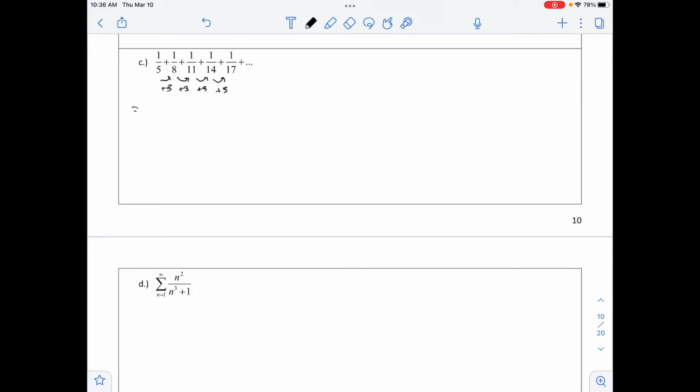And so to write this as a sum, I'm going to go from n equals 1 to infinity of 1 over, and I need to express that as a function. Right now I only have going from 5 to 8 to 11 to 14 to 17 and adding 3 to get to the next term. If you notice, because we're adding a constant value, that means that it is arithmetic. And again, I'm only looking at the denominator right now. We already decided that the numerator is consistently a 1.